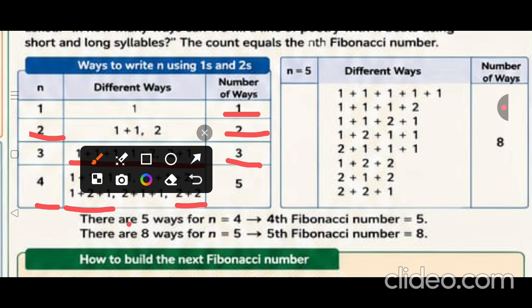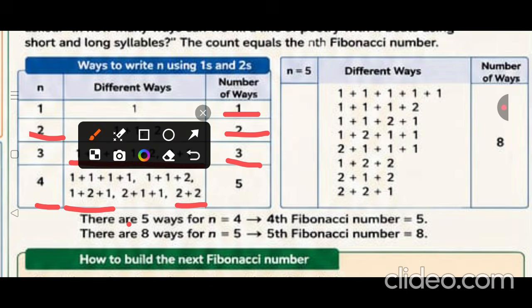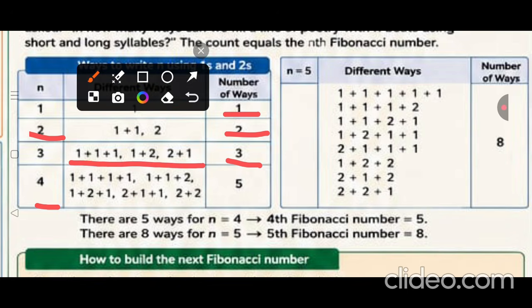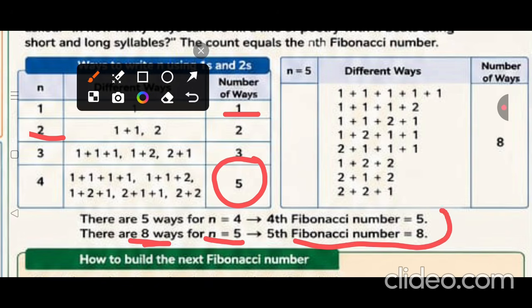So there are 5 ways for n equal to 4. If the number of beats is 4, there are 5 ways, and that is the fourth Fibonacci number, 5. If n is equal to 5, there are 8 ways, that is the fifth Fibonacci number, 8.